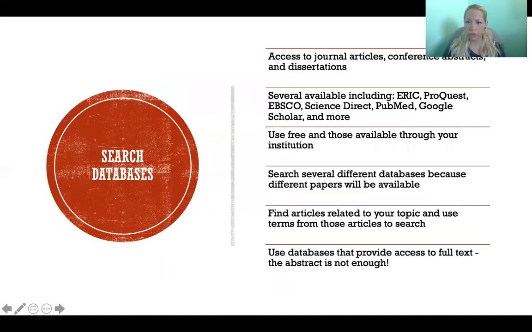All right, so search in the databases. Once you have keywords, at least some to start with, and you might add more as you're looking through the literature, you're going to use those keywords to search different databases. So access to journal articles, conference abstracts, and dissertations. Those are types of things that you'll find through different databases. There are many different ones. Some you need a paid subscription for. Others are open access and free for everyone.